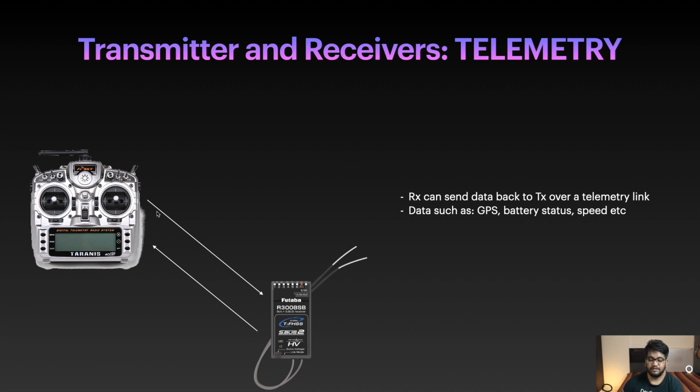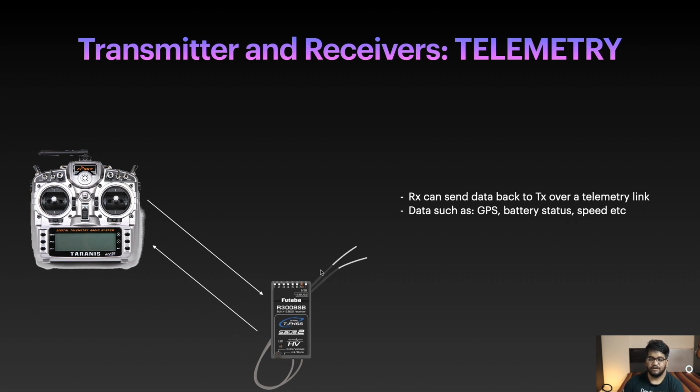It's very simple. You want to have knowledge of your drone's current GPS coordinates. You want to know the current battery status. You want to know the current speed. So this can be done with the receiver. But the question is, this is a small receiver. This does not have a GPS built in. This does not have a voltage sensor or a speed sensor. Then how is this receiver passing this data back to the transmitter? The answer is very simple.